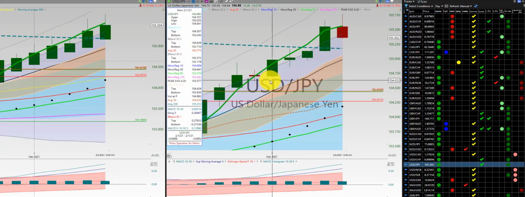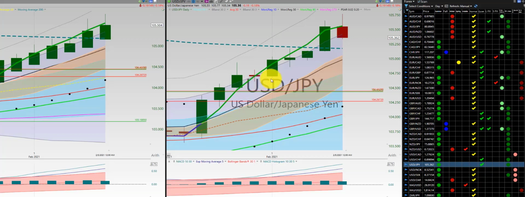US dollar Japanese yen had a trade here with an out because the green body of the price action was below the RL10. Did not get in a trade. This is a week long. So anything that didn't stay above that RL10 is a week long, and avoid those trades. So small gain for US dollar Japanese yen.